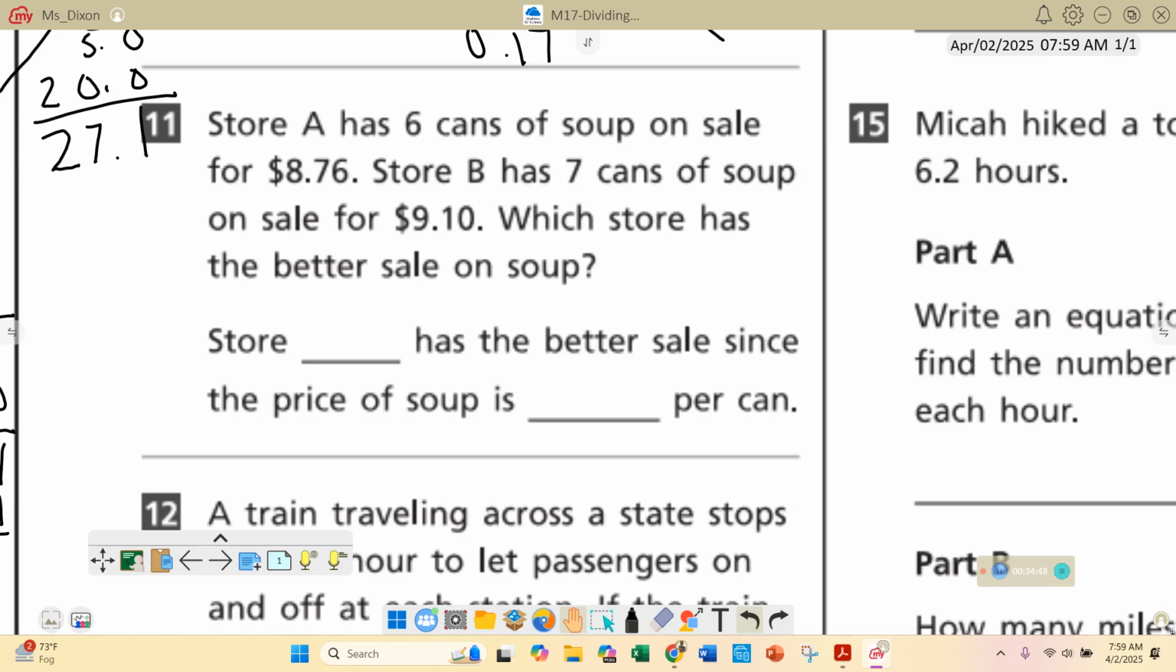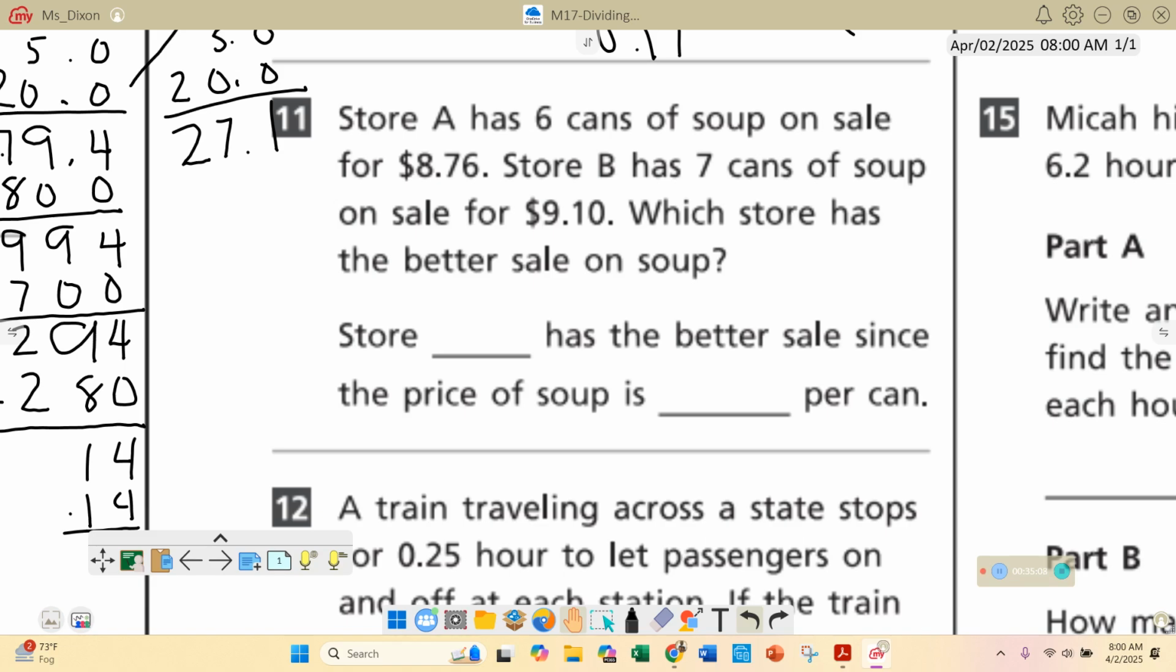I'm going to solve one of them for you. You're going to solve the other one and then fill in the missing letters, the missing words for your answer. All right, let's start with store A.